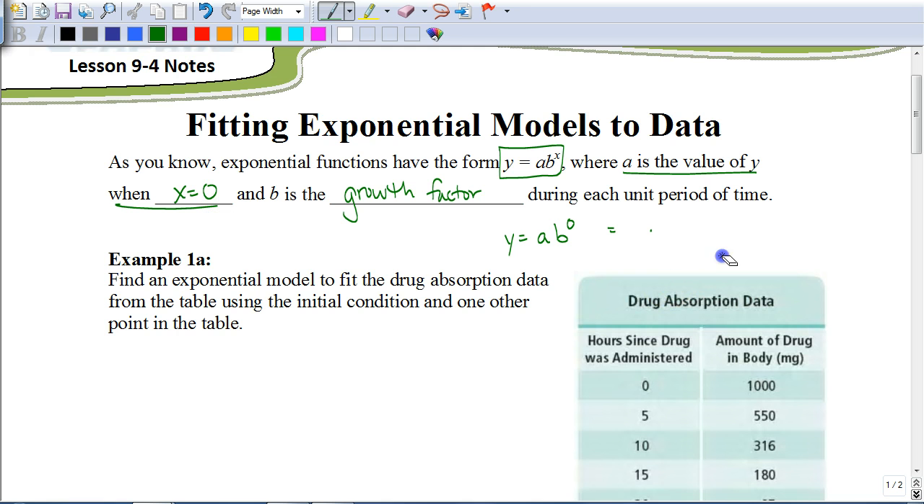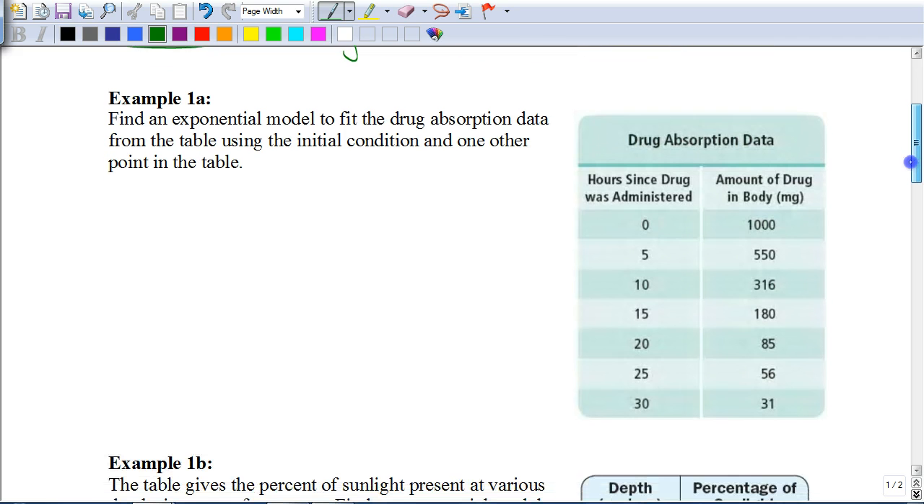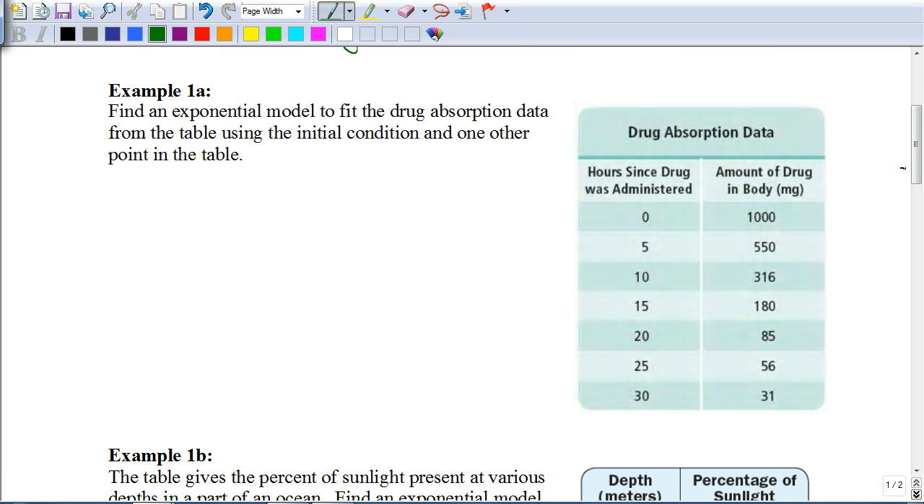Now that's going to be important for what we're finding today, because in today's lesson, they're not going to be telling you straight up what the initial amount is. You're going to have to find that out. So in this one, let's just read the paragraph. It says, find an exponential model to fit the drug absorption data from the table using the initial condition and one other point in the table.